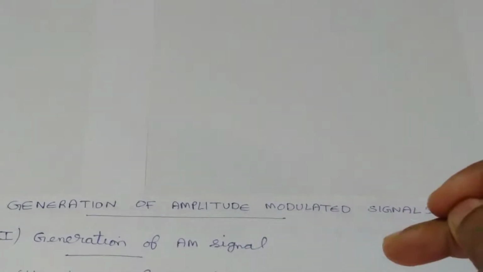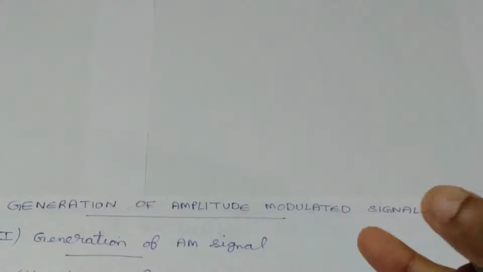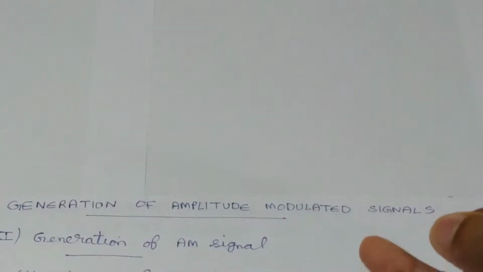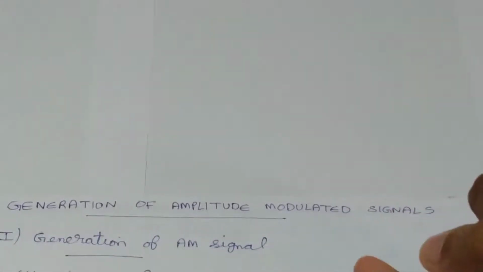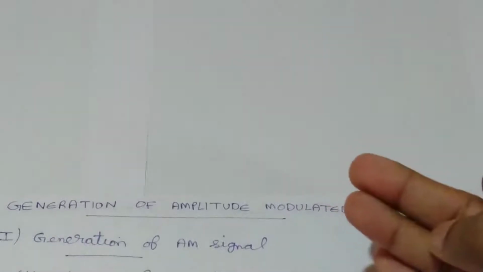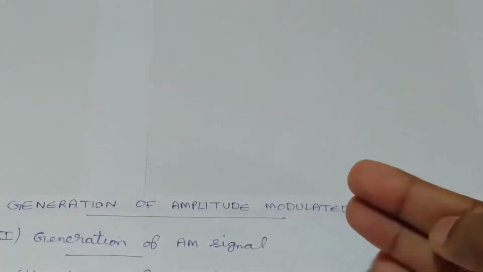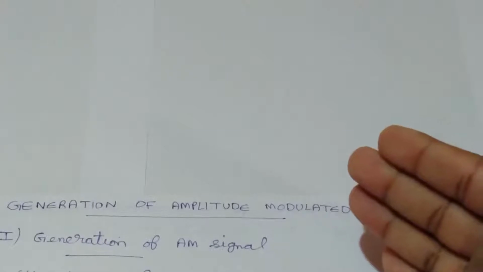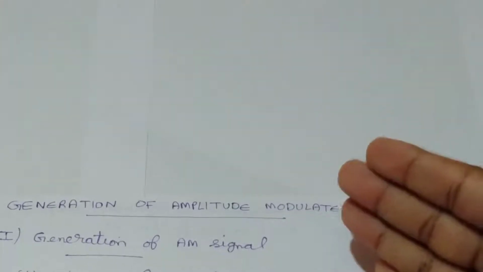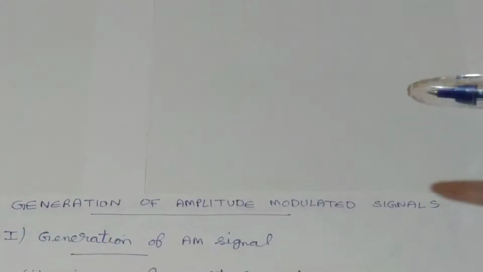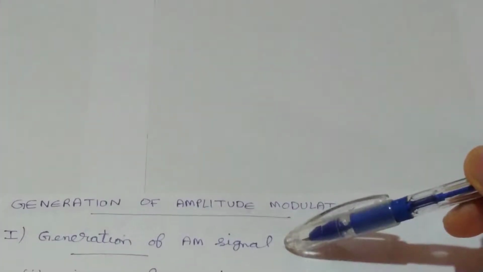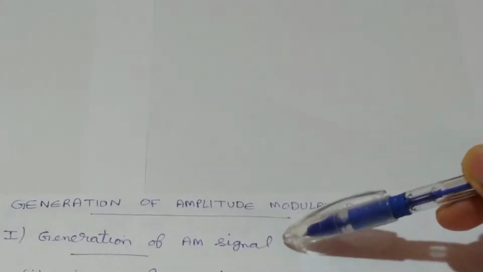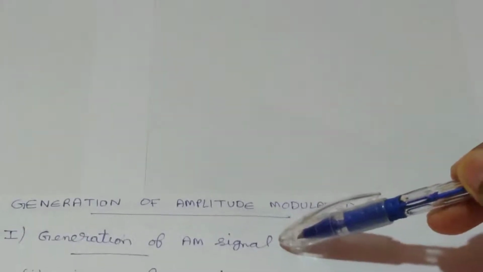So here we will discuss the generation of the basic amplitude modulated signal, or our double sideband full carrier signal. Then we will discuss the generation of the double sideband suppressed carrier signal. Then we will discuss the generation of the single sideband signal, and then the generation of the vestigial sideband signal. Let's first consider the generation of the AM signal, or the basic amplitude modulated signal, or the double sideband full carrier signal.